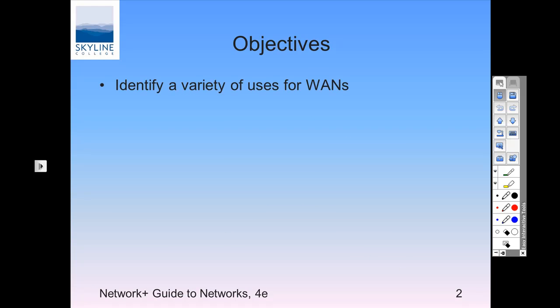Identify a variety of uses of WANs. Well, what do we generally use WANs for? What do you use a WAN for? Outside, you get on the internet, basically, right? It's a wide area network. But there are other wide area network uses. For instance, there is a wide area network between this campus and the Virginia Beach campus, so that we have direct connectivity. So we use a wide area network.